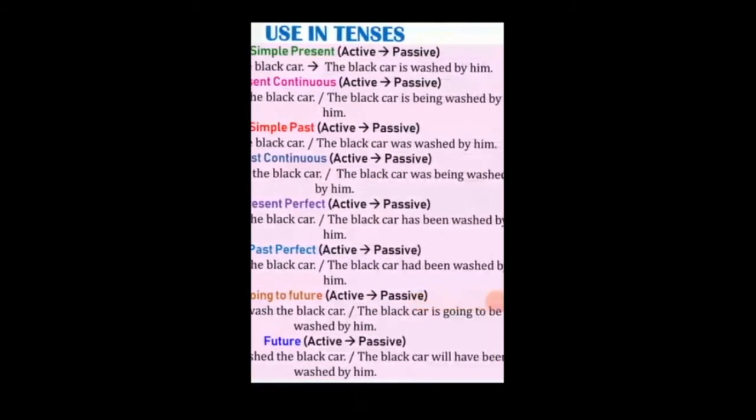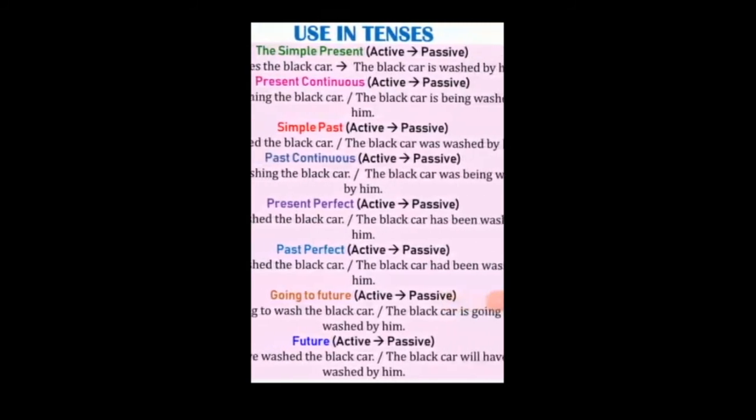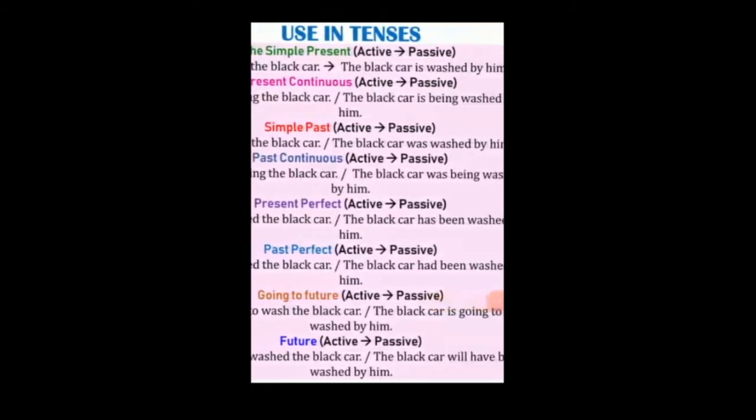And the passive voice is the black car is being washed by him. You always use "being" when converting an active into a passive if the sentence is continuous. So this is present continuous, you use being. Since it is present continuous, that's why you are using "is". If it was past continuous, you use being, but you use was or were, because in past tense the auxiliary verbs used are was and were.